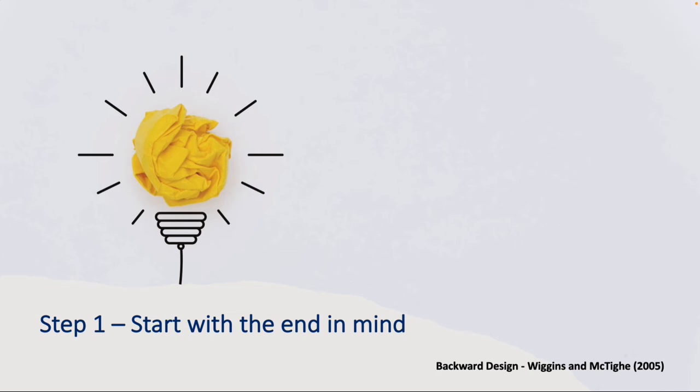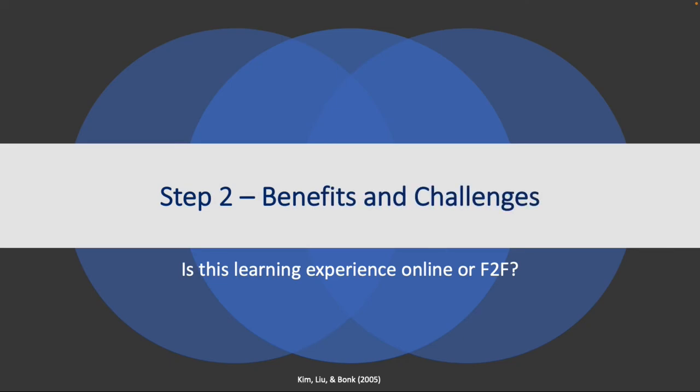The backward design by Wiggins and McTighe is about starting with the goals in mind and setting clear goals for what students will learn. For example, what do you want the student to accomplish? What skills do you want them to master? The second step is benefits and challenges.